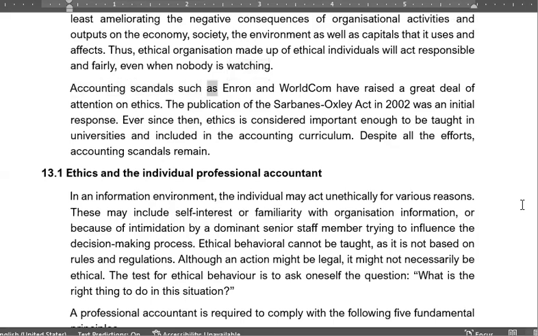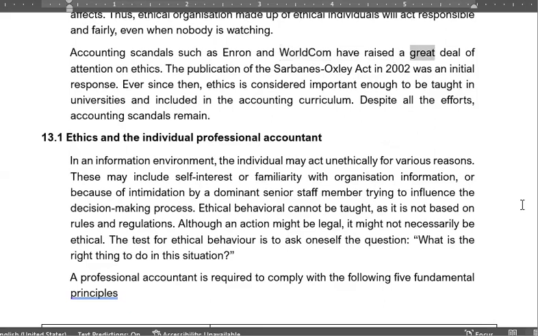Accounting scandals such as Enron and WorldCom have raised a great deal of attention on ethics. The publication of the Sarbanes-Oxley Act in 2002 was an initial response. Ever since then, ethics is considered important enough to be taught in universities and included in the accounting curriculum. Despite all the efforts, accounting scandals remain.